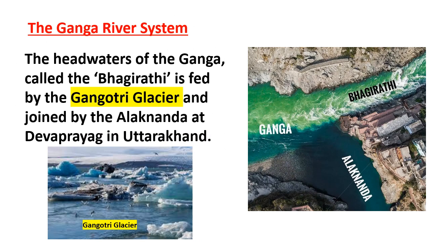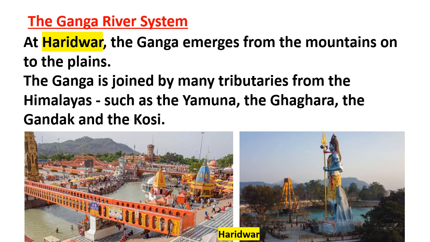The headwaters of the Ganga, called the Bhagirathi, is fed by the Gangotri Glacier and joined by the Alaknanda at Devprayag in Uttarakhand. The Ganga River System. At Haridwar, the Ganga emerges from the mountains onto the plains. The Ganga is joined by many tributaries from the Himalayas, such as the Yamuna, the Ghaghara, the Gandak, and the Kosi.